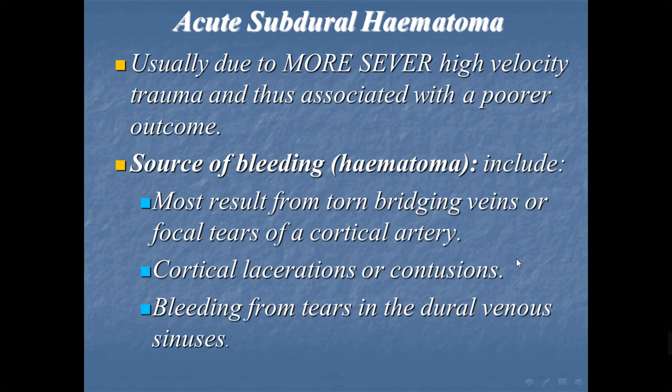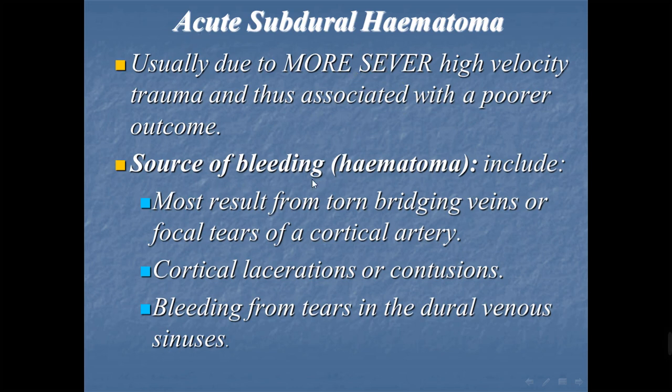In fact, I'm going to talk in some detail about acute subdural hematoma and chronic subdural hematoma. In the transition area of subacute subdural hematoma, usually we are facing either acute or chronic. Rarely are we faced with subacute subdural hematoma, although it sometimes happens. Acute subdural hematoma is usually due to more severe high velocity trauma and thus associated with poorer outcome. To compare it with extradural hematoma, we said that the trauma was trivial. Please don't forget that point. Trivial trauma there, and here more severe high velocity trauma. So the prognosis of acute subdural hematoma is poor.